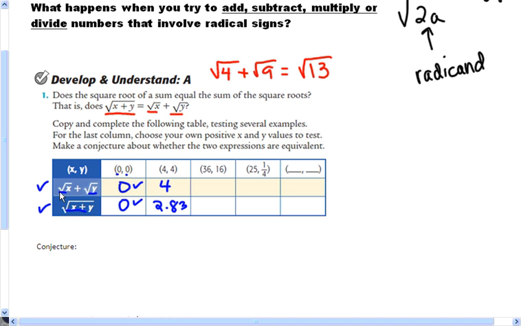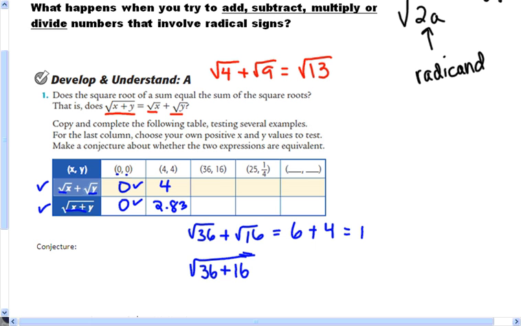So let's try this next one. It says we want to do the square root of 36 plus the square root of 16, and then we want to do them together underneath the radical sign. If we do them separately, and some of these we can do in our head, the square root of 36 is 6, the square root of 16 is 4, and 6 plus 4 is 10, so that's 10.